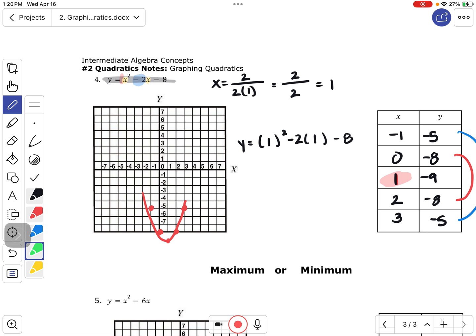So I'm looking at this bottom. Looking right here, if it's pointing down, it's going to be a minimum. So this one is a minimum because it's pointing down.